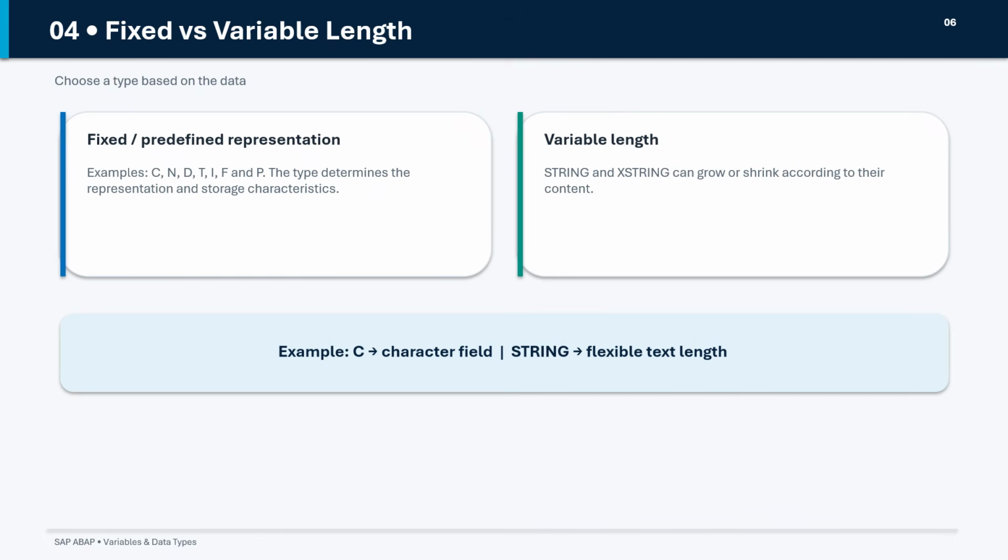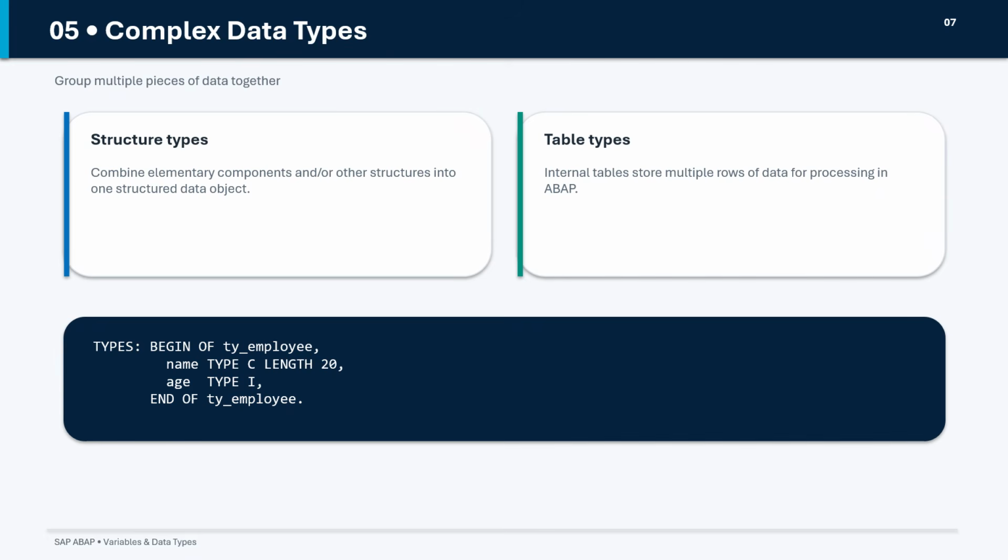Next, complex data types. Let's understand what complex data types are and what the different types are. First of all, complex data types allow us to combine multiple fields, like here. And we have an example: TYPES, BEGIN OF ty_employee, name.